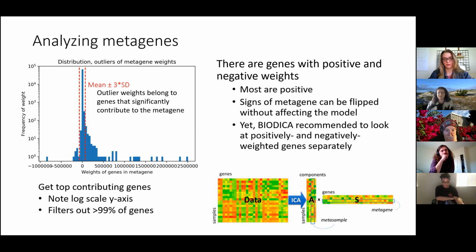So you iterate through all of the metagenes, look at which weights are statistical outliers, and then figure out which genes have those outlier weights. A metagene is a vector of size however many genes you have, and those are the weights. Then you get the top weights for each metagene. Okay. I think we should move on. All right, let's proceed.